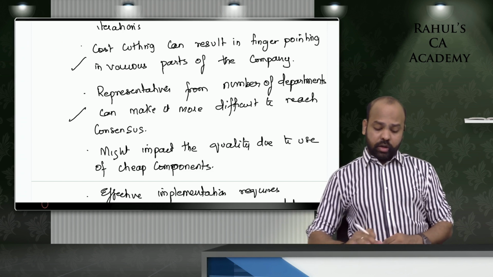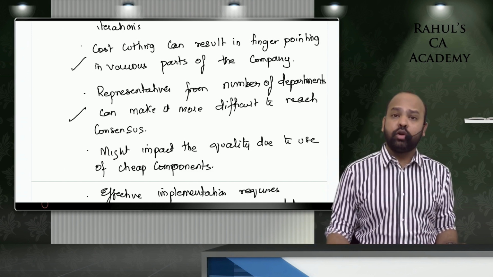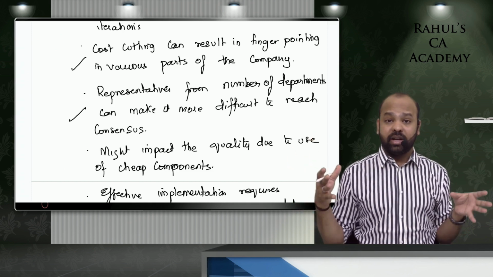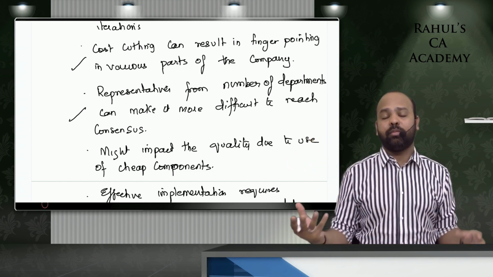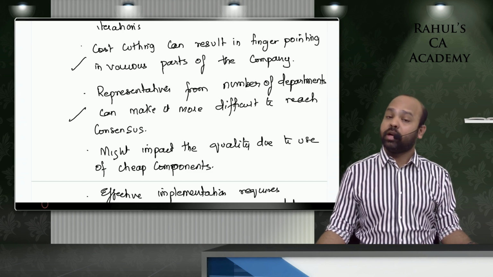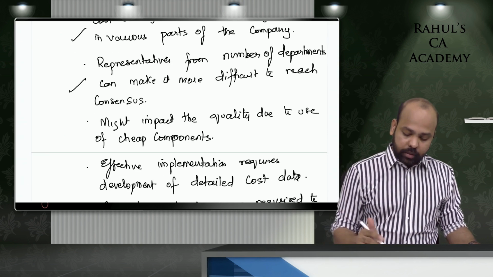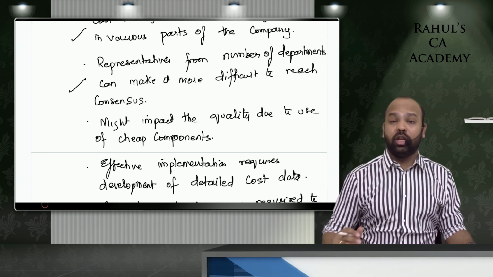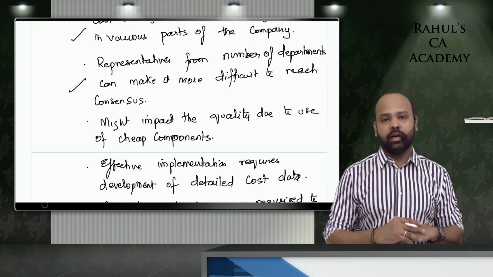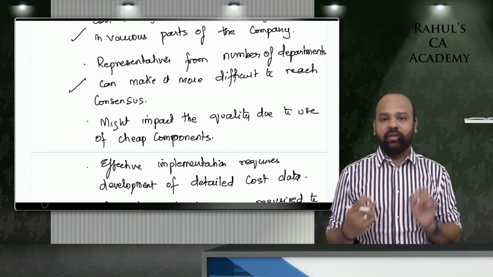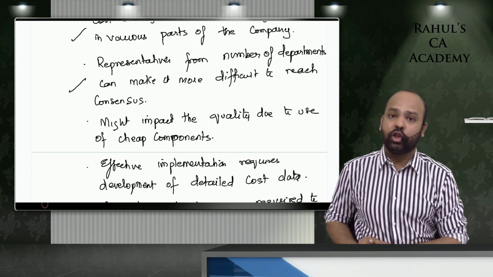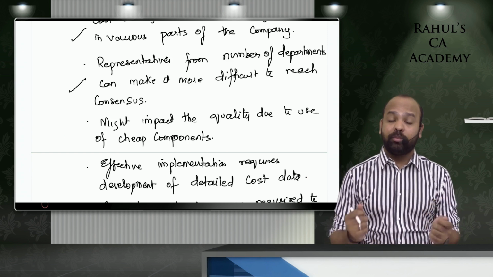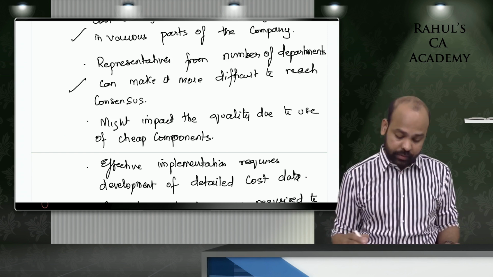Representatives from a number of departments, beta, can make it difficult to reach consensus. We all know this, guys. As the number of heads, the number of minds increases, obviously the number of arguments will increase and it will be difficult to reach a common conclusion. So you will need better people. You will need people who can actually be a part of the team and not just lead the team. Team leaders are important. At the same time, guys, you should also have people working with you who can understand others' opinions and do something that is in the best interest of the organization.